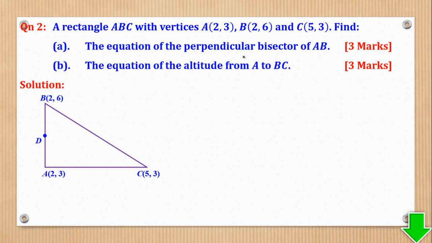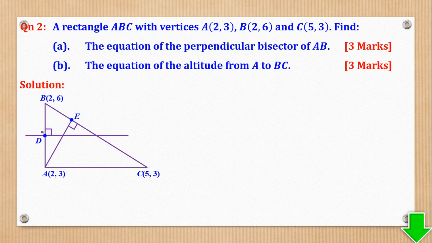Then they want a perpendicular bisector. Let D be the midpoint. So a perpendicular bisector will be passing through point D and it will be perpendicular to AB. Then for the altitude from A to BC, it means that you stand at A and you drop a perpendicular to meet BC. Then they want the equation of that line AE.